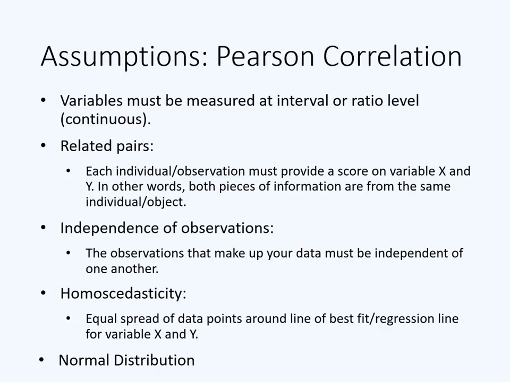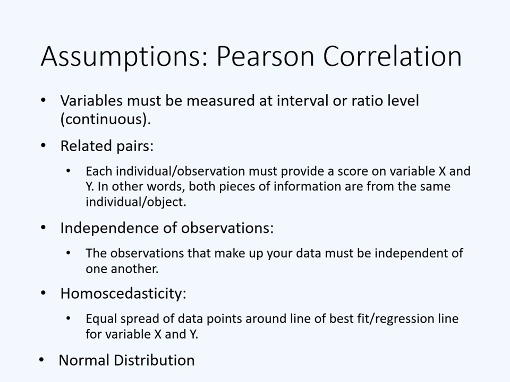If you'd like to use Pearson correlation to test your hypothesis, there are a number of assumptions or requirements that your data must meet. First of all, you must have continuous variables. You also need related pairs. This means that each individual or observation provides a score on both variable x and y, so both pieces of information need to be from the same individual or object.